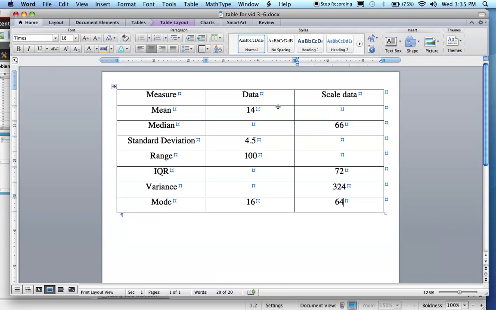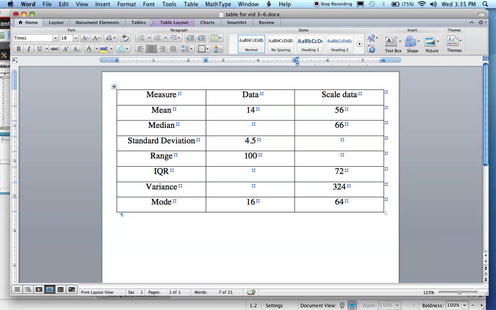Okay, so we're looking at this. What we need to do is figure out the scale factor. The data has been scaled, and so we need two things. For the mode, the first one was 16, the other one was 64. That means it's 4 times as big, so all the data points have been multiplied by 4. So take 14, multiply it by 4, and you would get 56.